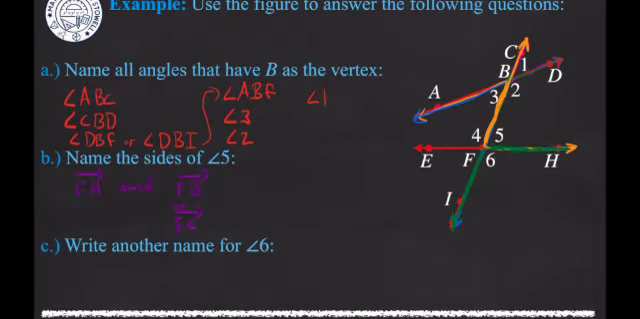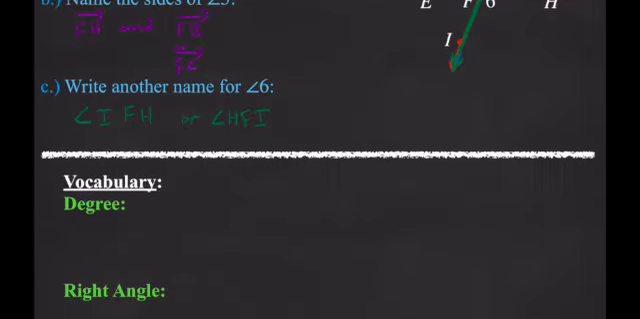We have the idea, so this is going to be this green angle right here. Angle 6 is right, that green angle. Write another name for it. Well, notice we have 3 points on that angle. We have the two sides, the 3 points. The vertex is F, so we need to make sure we have F in the middle. We can either write it as angle IFH, or we can write it as angle HFI. Remember, order does not matter as long as you have the vertex in the middle. So that's how you will do one like this.